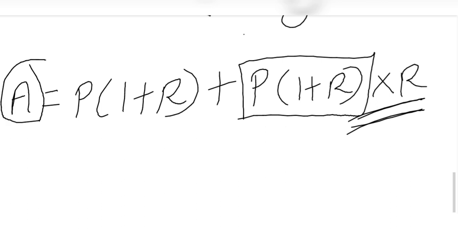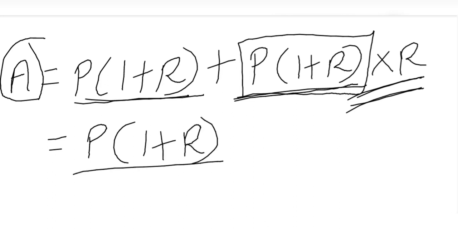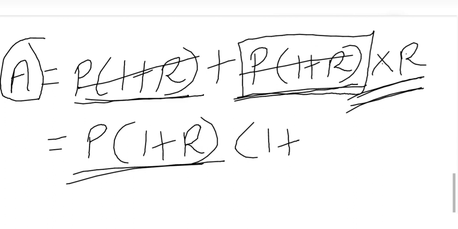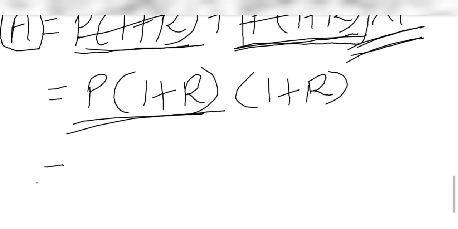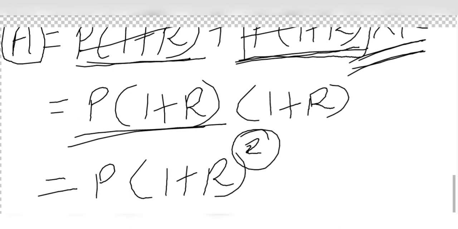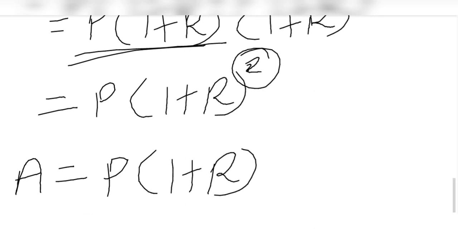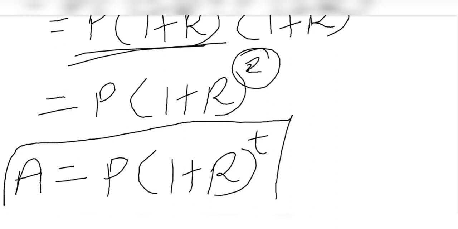This is for the second year. Now these two are common, so we take P into 1 plus R common. Here the whole thing in brackets is 1 plus R, plus R, so P into 1 plus R raised to 2. This 2 means 2 years. So we can say the formula for maturity amount or future value is P into 1 plus R raised to T, where T means time or years. This is the formula of compound interest.